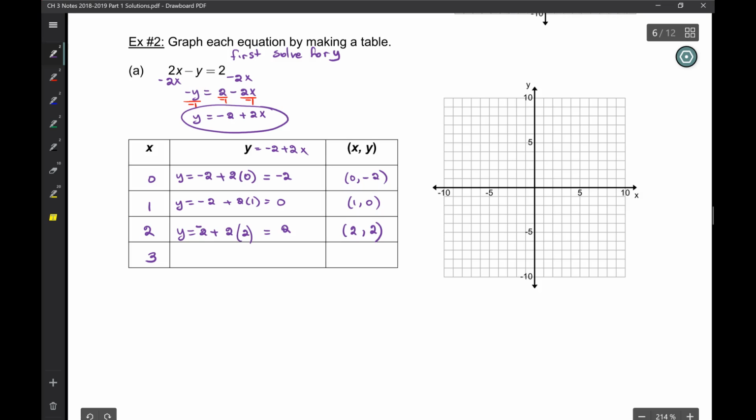Yeah. So look, now we're going to do 3. I'm going to plug it into this, right? So y equals negative 2 plus 2 times x. X is 3. Okay, so now here's how you do it. This is negative 2 plus 2 times 3 is 6. Now, negative 2 plus 6 is 4. So that's 4. So here that'll be 3 comma 4.